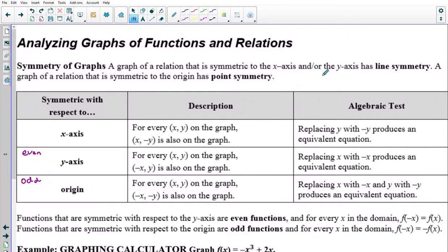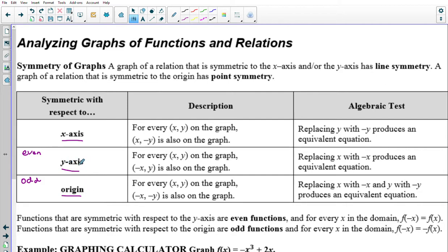What does it mean for a graph to be symmetric with respect to the x-axis, the y-axis, or the origin? It just means that it's symmetric with respect to the x-axis. So every point on one side, if you flip it over the x-axis, is going to be on the other side. More technically, you can look at the descriptions. I want to get into the y-axis and the origin.